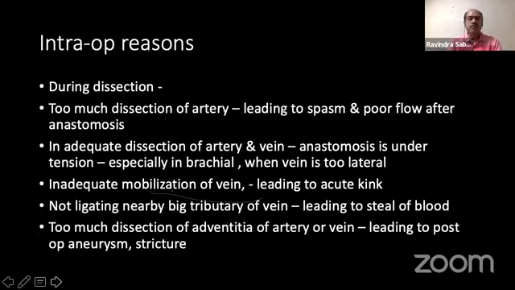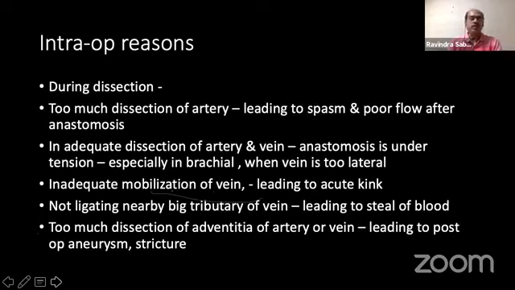Too much dissection of the adventitia is very important. I have seen previously that some people keep doing so much finer dissection of the artery and the vein that they become too thin, and these are the patients who can eventually land up with aneurysm formation or a stricture formation. And therefore, excessive removal of the adventitia of the vein as well as of the artery is not required.